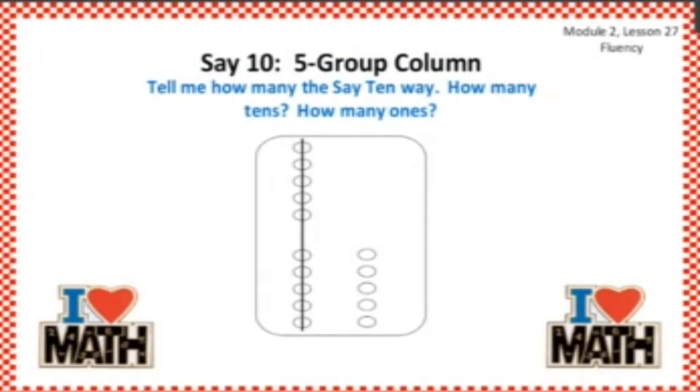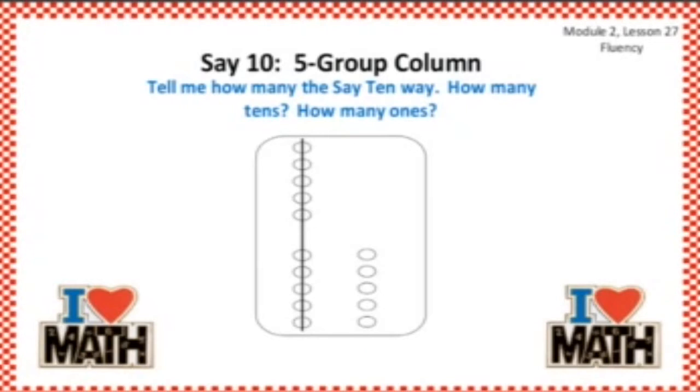Exceptional hero. Welcome to lesson 27, and it says I can solve addition and subtraction problems decomposing and composing numbers as 1 ten and some ones. So let's begin. Now say ten, the 5 group column. Are you ready? Tell me how many in the say ten way and how many tens and how many ones.